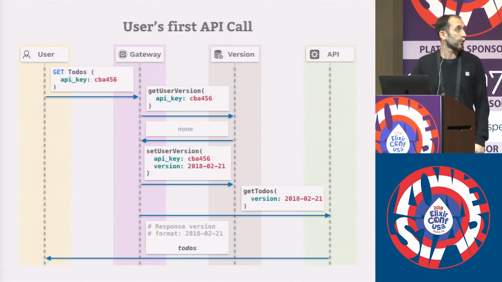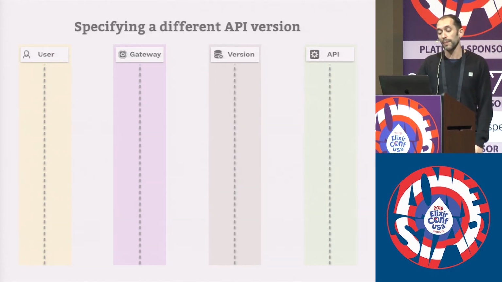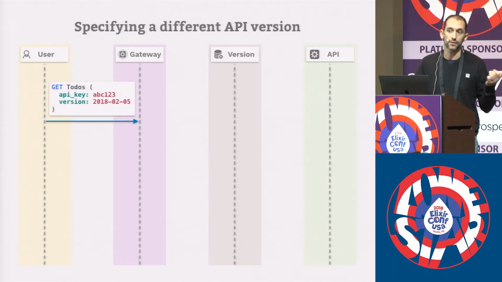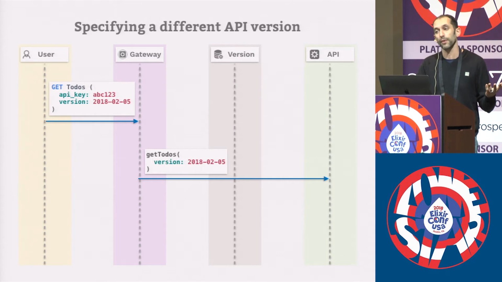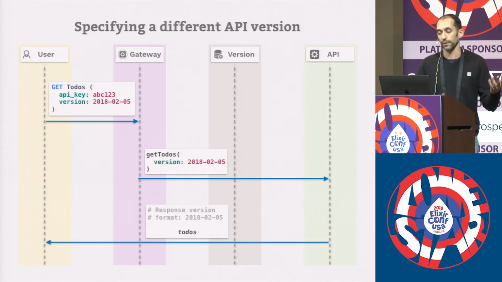What if a user wants to try a different version? So maybe we have a beta version, or they want to compare it against an older version. In this case, the user can actually specify the version themselves. So they pass the API key, the version, and we don't even need to look up the version this time. They've already specified it, and they get the response back in that version.